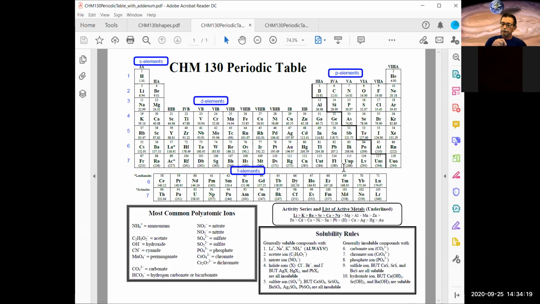Okay, and let's do one more comparison. If I were to compare, let's say, oxygen to chlorine, okay, who would be more electronegative, oxygen or chlorine, in this scenario?